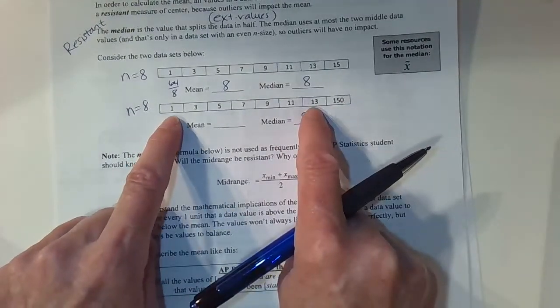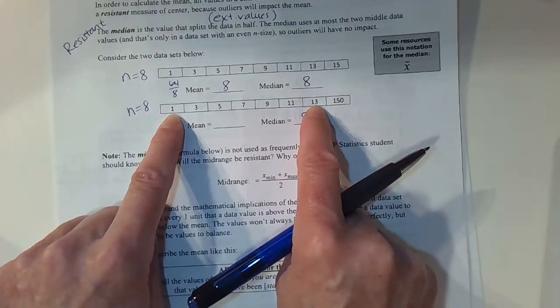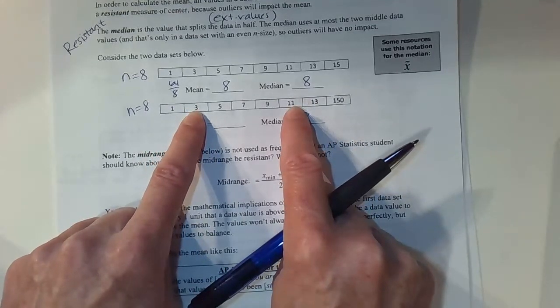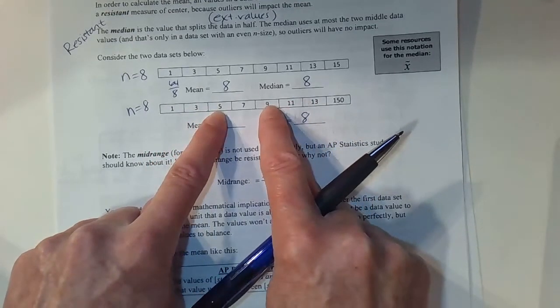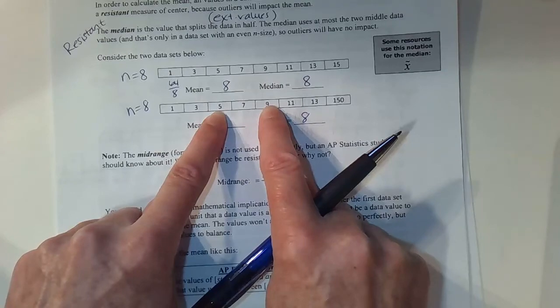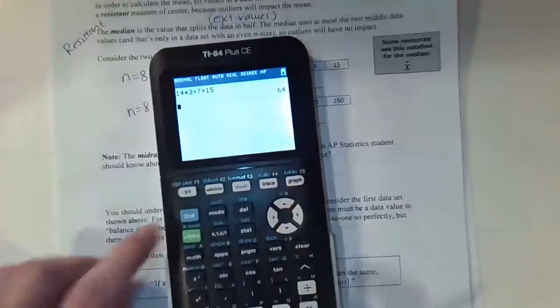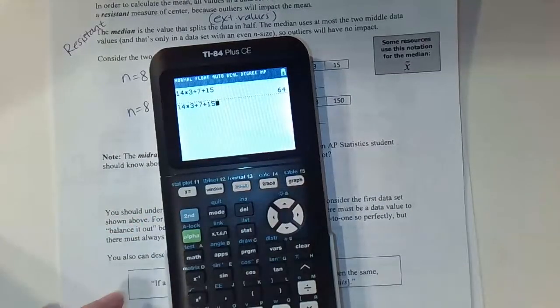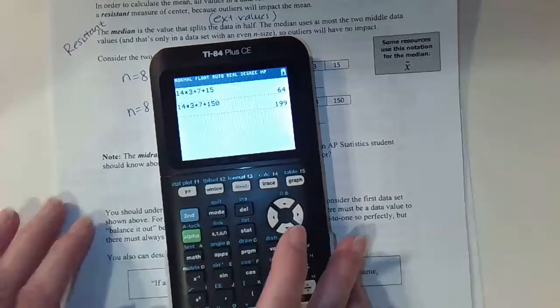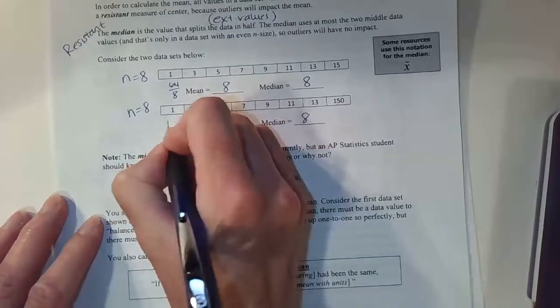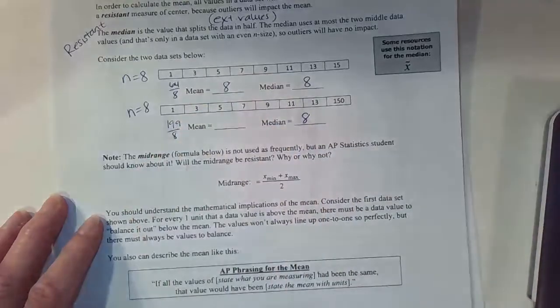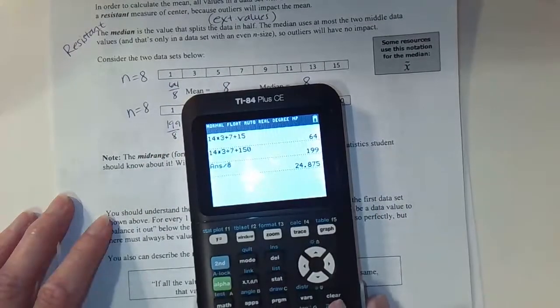So I'm going to go back again and say, okay, there's a 14. There's a 14. There's a 14. So I need 14 times 3. I need to add 7, but now I need to add under 150. 199 divided by 8. Okay, and I get 24.875.